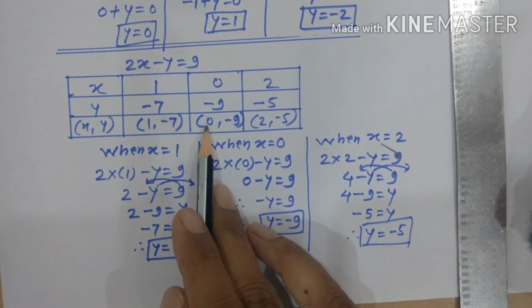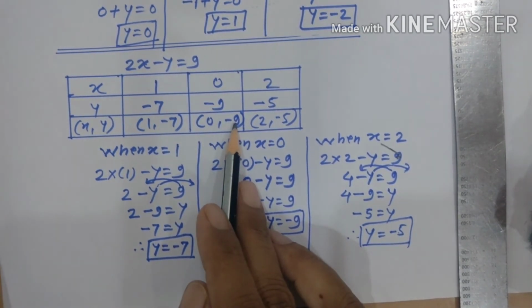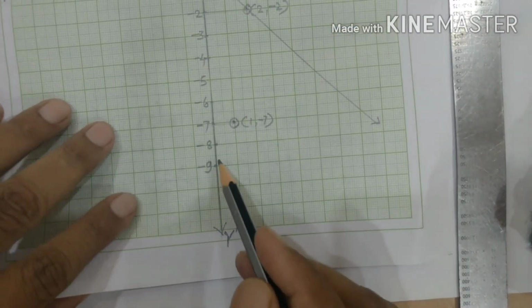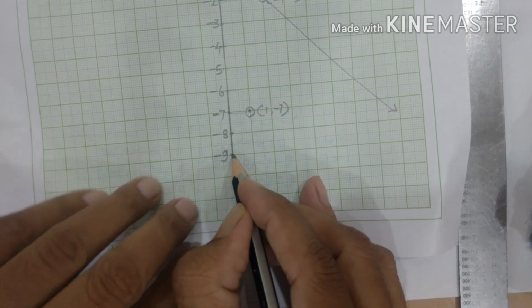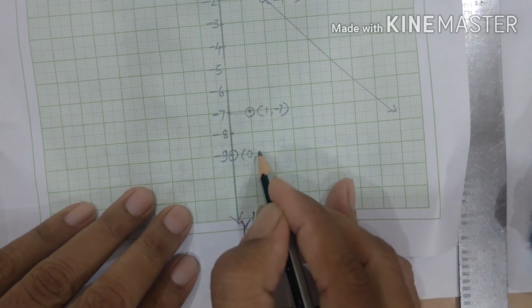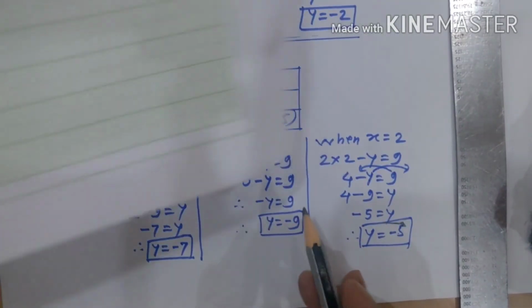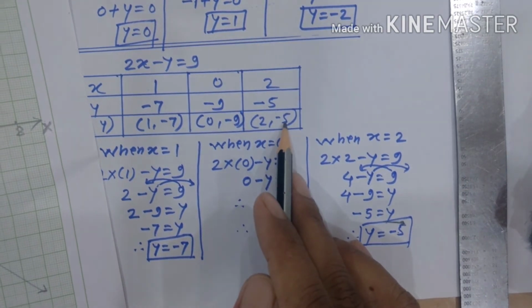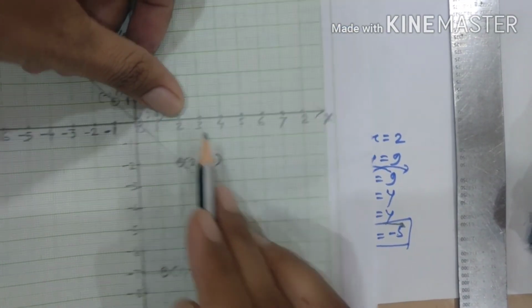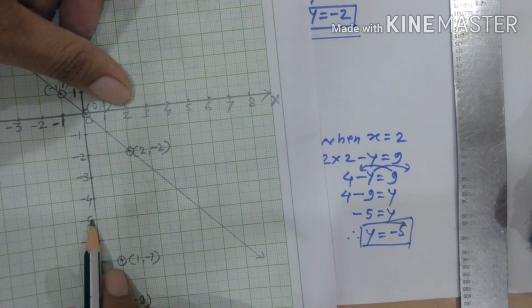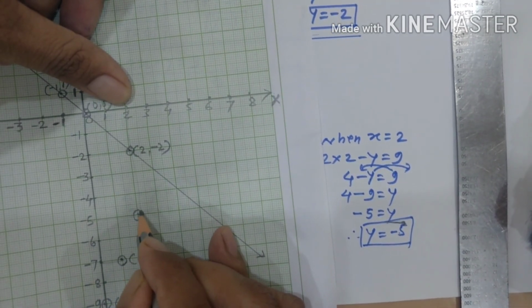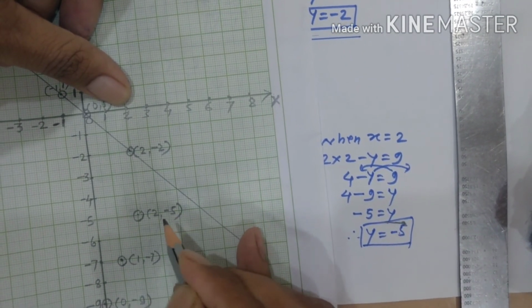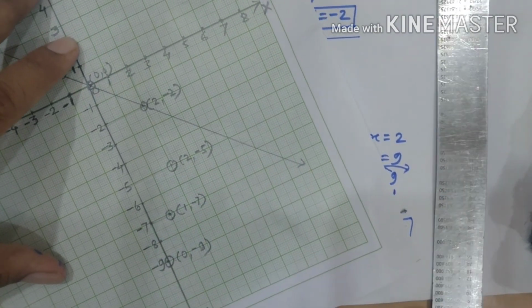Here the coordinate of x is 0, therefore this point lies on the y axis. Here is the y axis and here is minus 9. Therefore this point will lie here, 0, minus 9. Third point is 2, minus 5. Here is 2 and here is minus 5. Therefore we get the point here. 2, minus 5. Now join these 3 points.